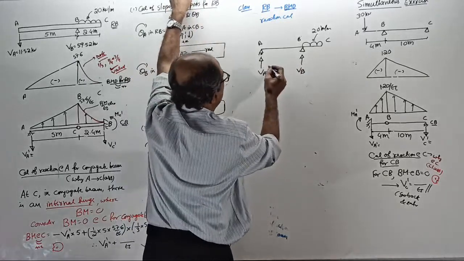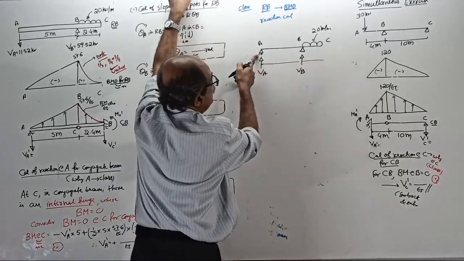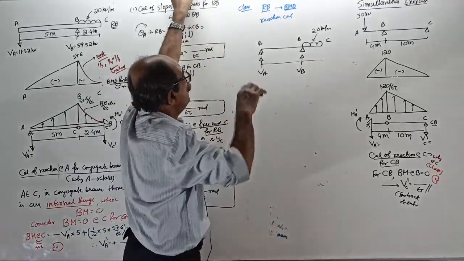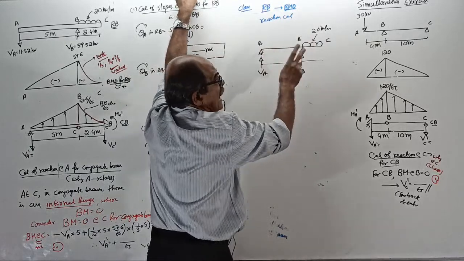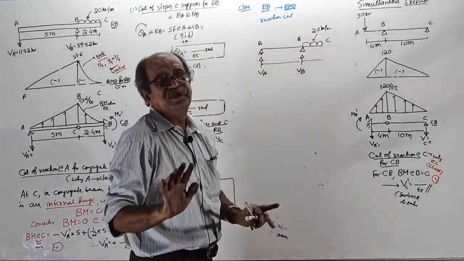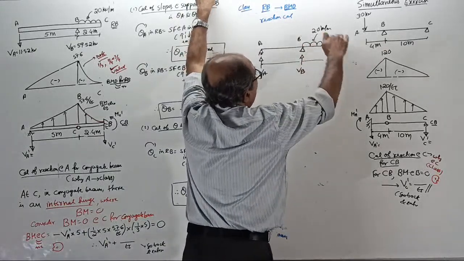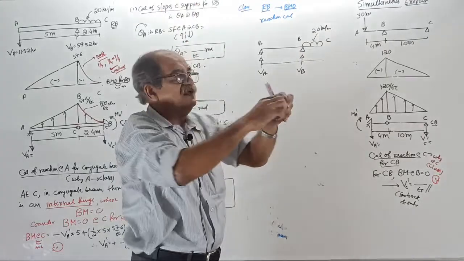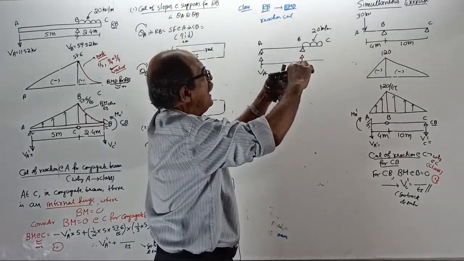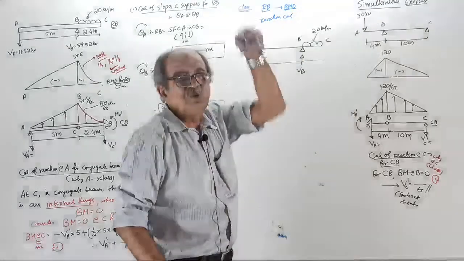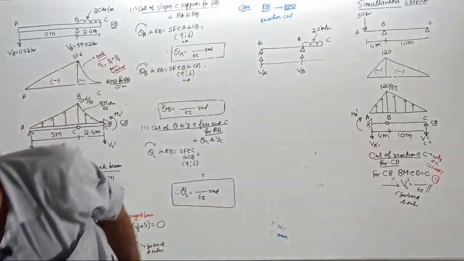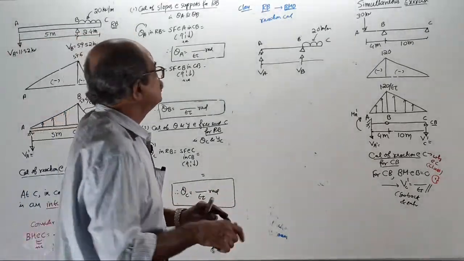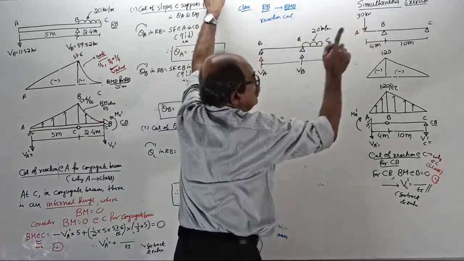Actually, I am 100% sure that this reaction at A is not up. It is guaranteed. When you have an overhanging beam, if the span is not loaded and you load only the overhang, because of this load, support A will get lifted up. So the reaction here has to come down. Clear? But anyway, for systematic solving, take upward. Second question also do the same way.